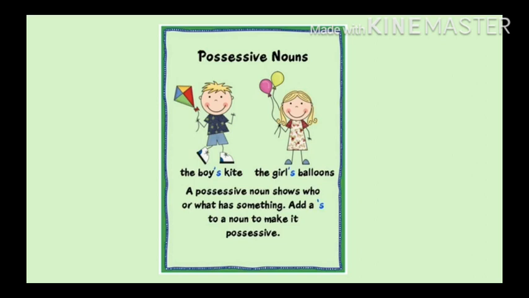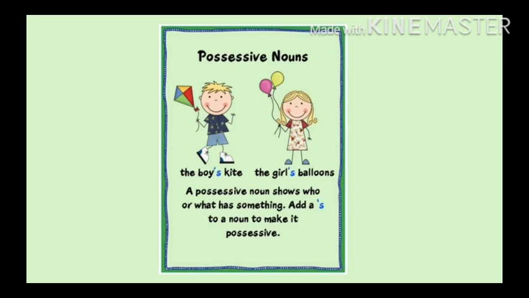For example, the boy's kite, boy with an apostrophe s. That means that kite belongs to that boy. That means that boy has possessed that kite. Next we have the girl's balloons. That means those balloons belong to the girl. Girl is followed by an apostrophe s. That means it is a possessive noun.